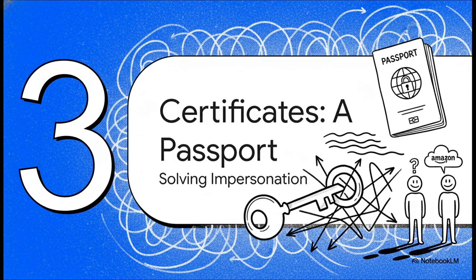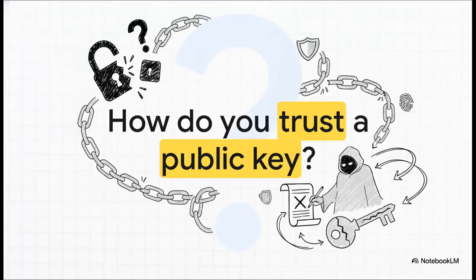But wait a minute. This whole thing relies on me using your public key. How do I really truly know that the key I have actually belongs to you? What stops a bad actor from just creating a key pair and yelling, "Hey everyone, this is Amazon's public key"? This is the impersonation problem. It's a huge potential flaw. If you can't trust that a public key belongs to who it says it belongs to, the whole system of trust just crumbles. So, how do we fix this?